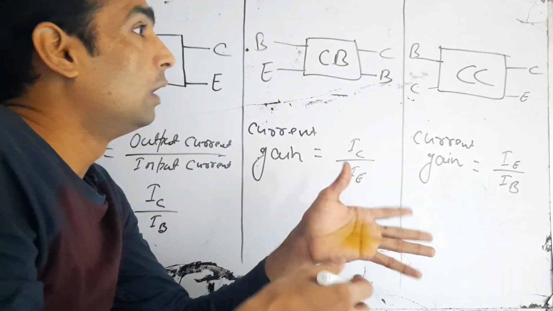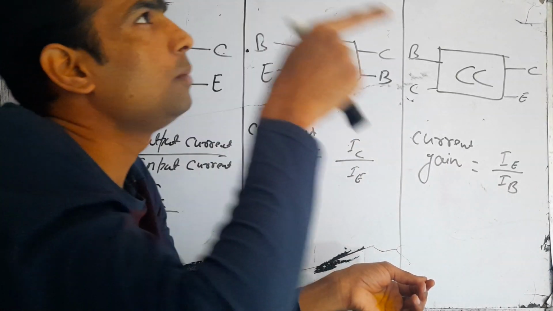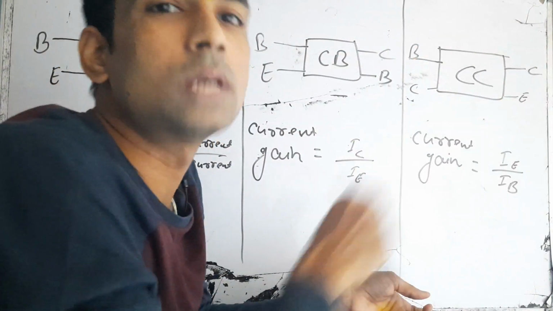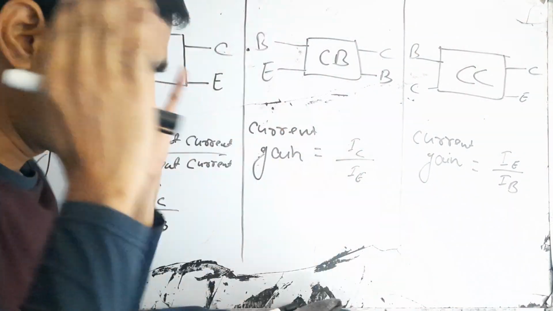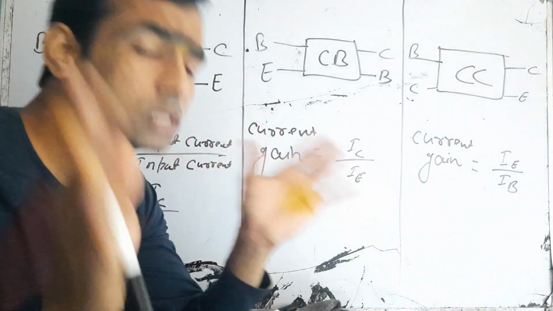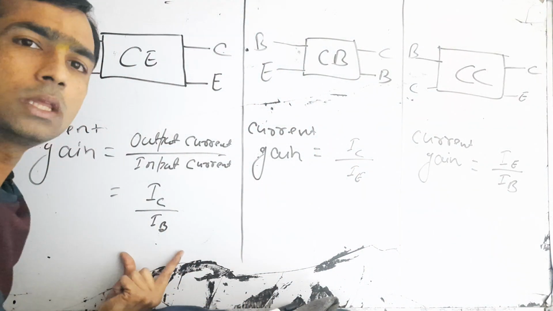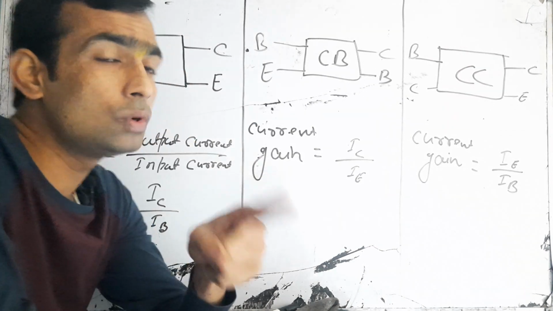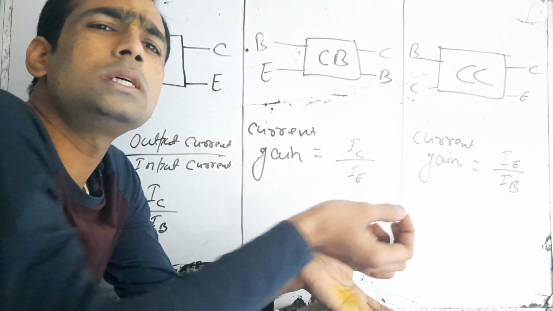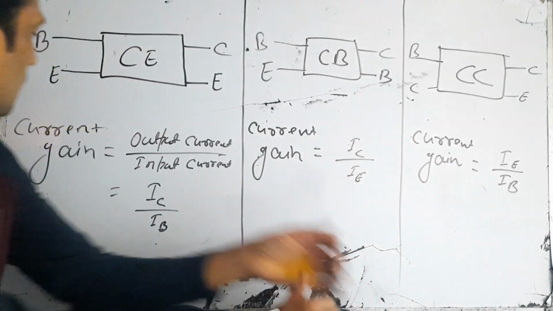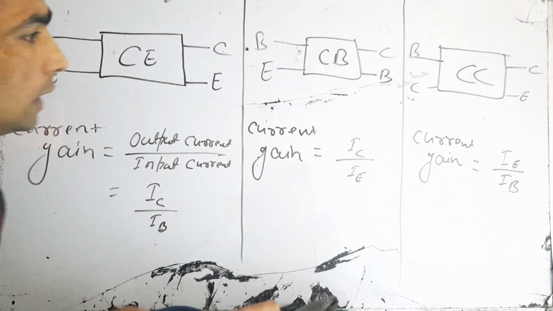If you are asked what is the current gain in common emitter, it is not IB upon IC. No, this is not the way. You can simply say it from the basics, as I told you. If you make the formula, definitely you can earn a single question with the help of this video. It's a very easy topic of semiconductors. So this is current gain for common emitter, common base and common collector.